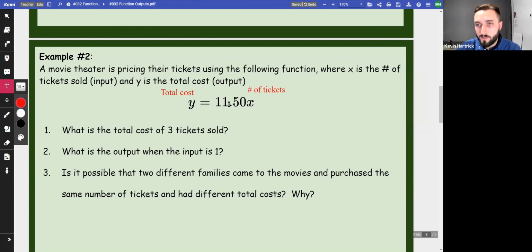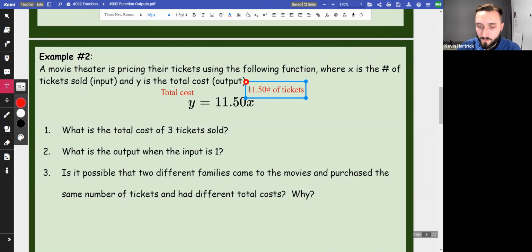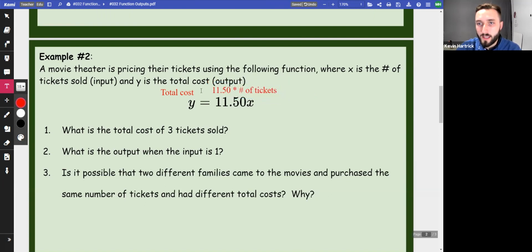Well, we're doing this, 11.50x. So what does that mean? That means 11.50 times x. So we're taking the number of tickets and multiplying it by 11.50. So multiplying 11.50 times the number of tickets will give us the total cost. That's what our function tells us. So this is another way to write this function rule. This is the variable way, and this is a more rule-in-words way.